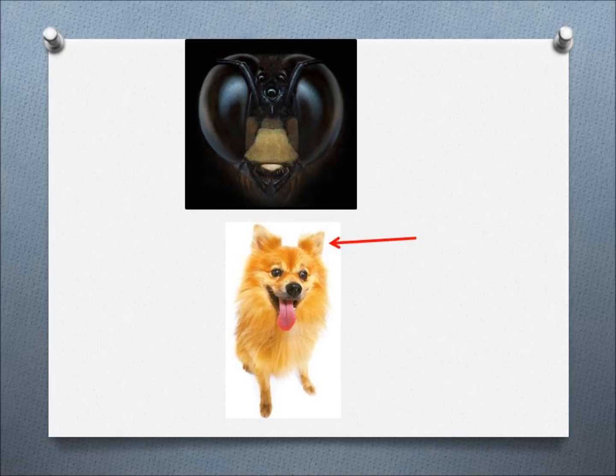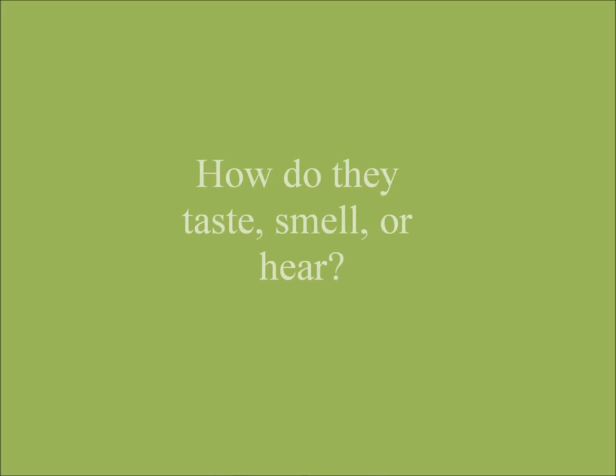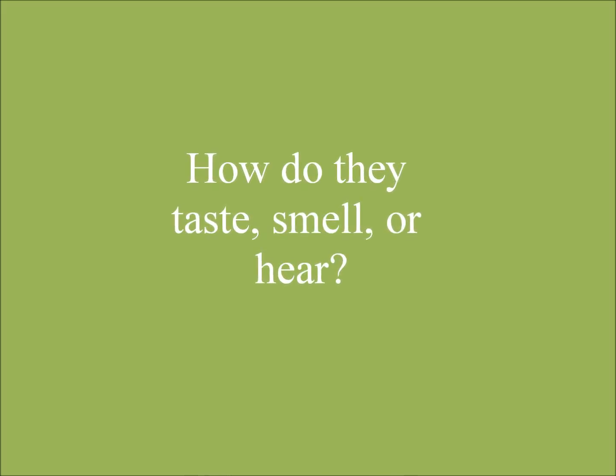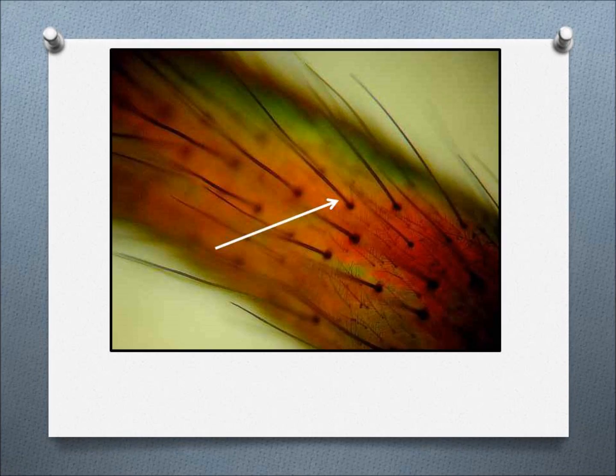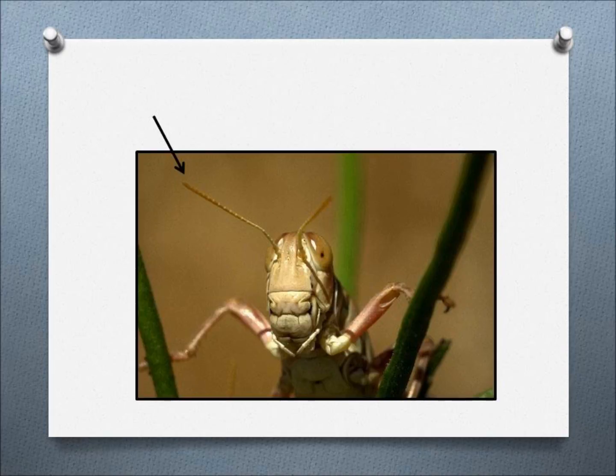In my last video, I talked about the head, but didn't mention anything about ears, noses, or tongues. So how can insects taste, smell, or hear? Well, the way insects taste, smell, touch, and hear are all functions of setae, or minute hair-like bristles that occur all over the body, but primarily on the antennae, mouthparts, and legs.